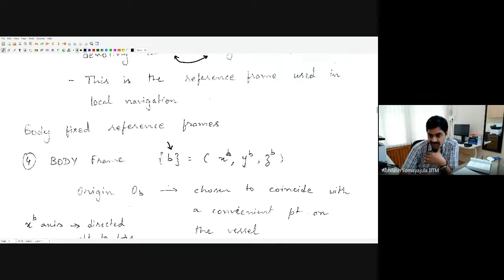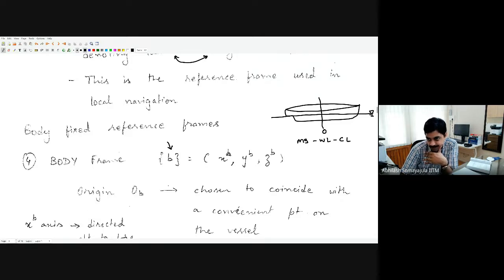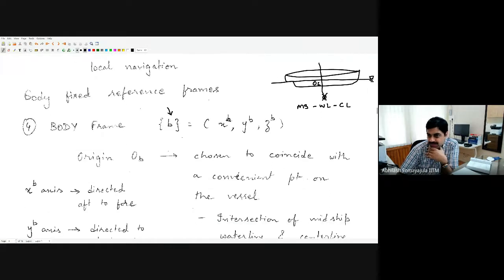Typically what we'll do is choose this as the intersection of midship, waterline, and center line. So if I have a ship which is floating at some draft, I will look at where the midship is located, and at that location, at the center line, that is where I'll put my origin OB. That is typically where we choose.